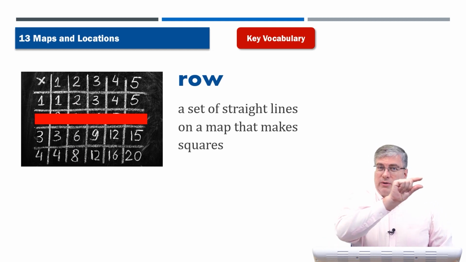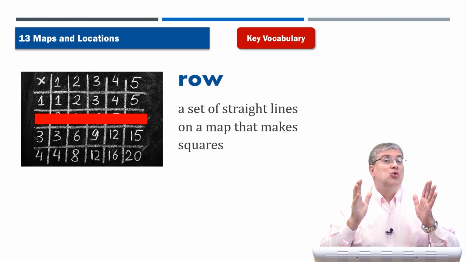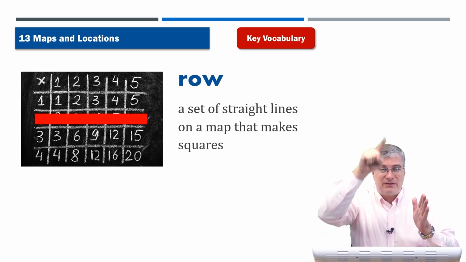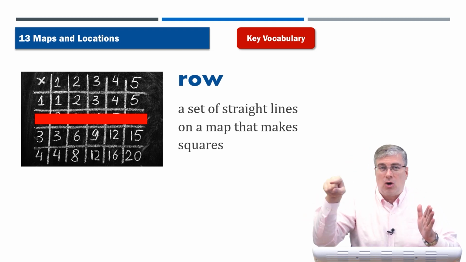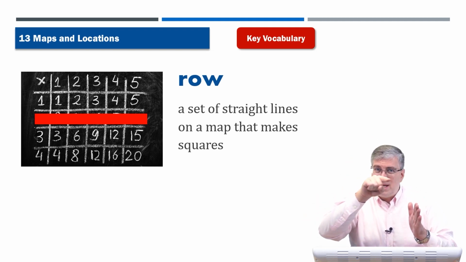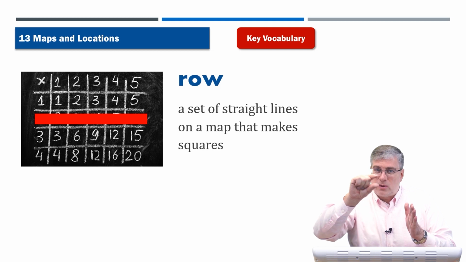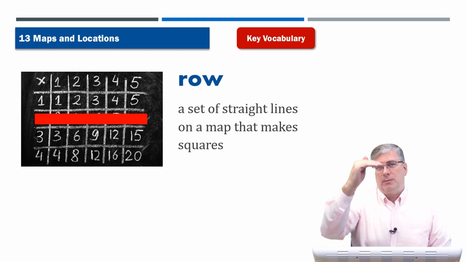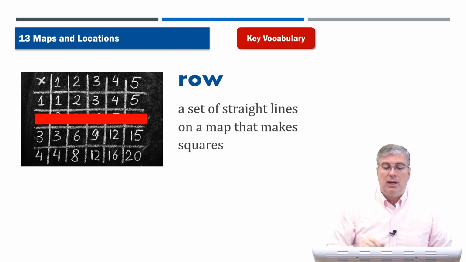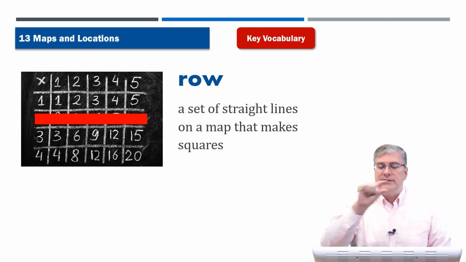Rows, of course, are the numbers or the words that are going across in a table or in some kind of grid. A grid is a system of lines going up and down, and across. That's a grid. And if you read the numbers or words on a grid that are going across, that is a row. So you might have several rows in your table. A row is a set of straight lines on a map that makes squares. You could also say that.